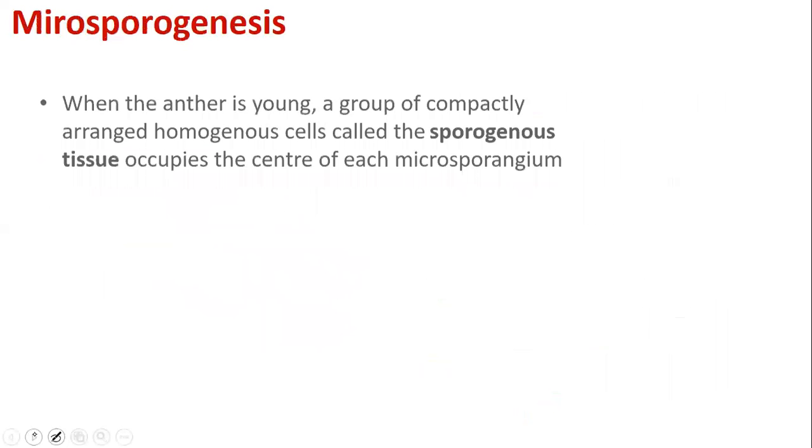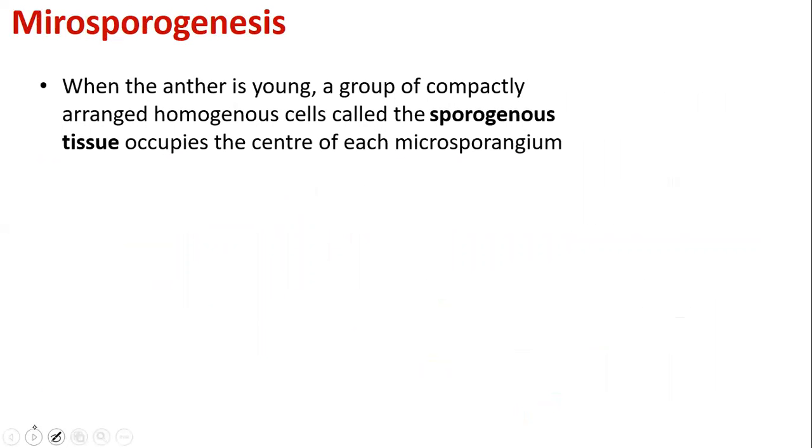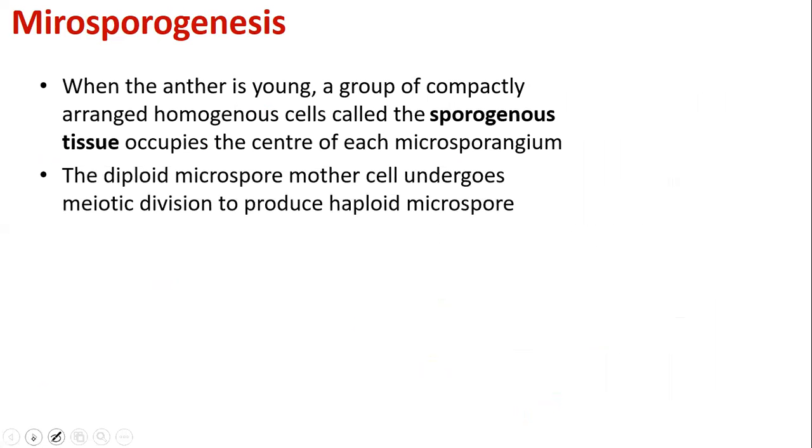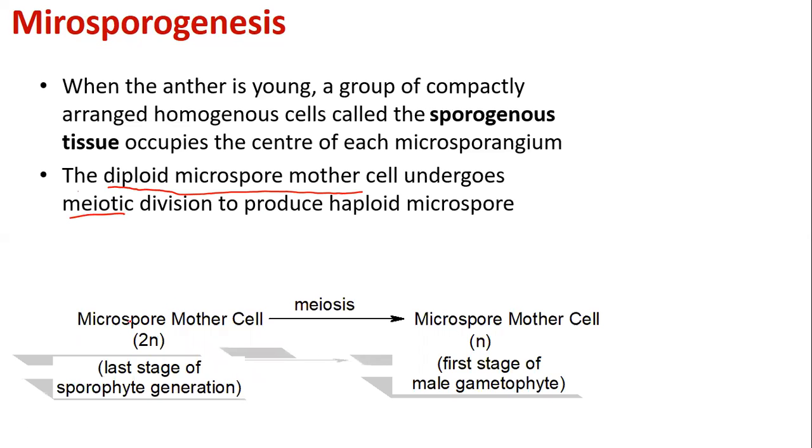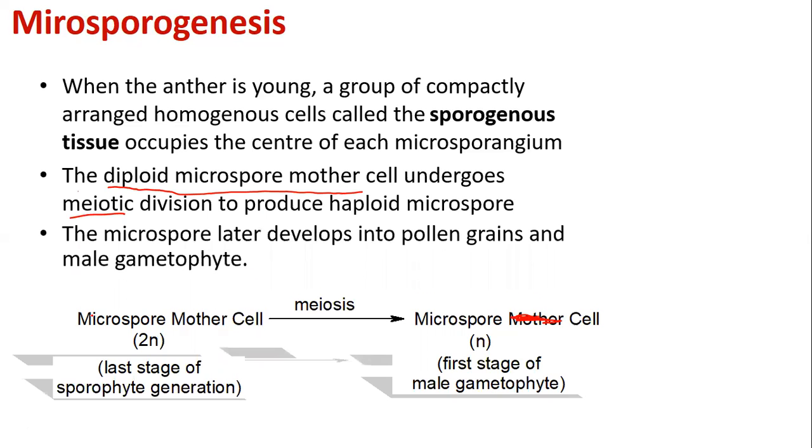Next, let's talk about what microsporogenesis is. I've already told you that we need to understand the starting point and the ending point. Here, the diploid microspore mother cell undergoes meiotic division to form haploid microspores. You can see there the microspore mother cell. Here it is also the microspore cell. This question is often asked: which is the last stage of the sporophyte generation? We can say that the microspore is the last stage of the sporophytic generation.